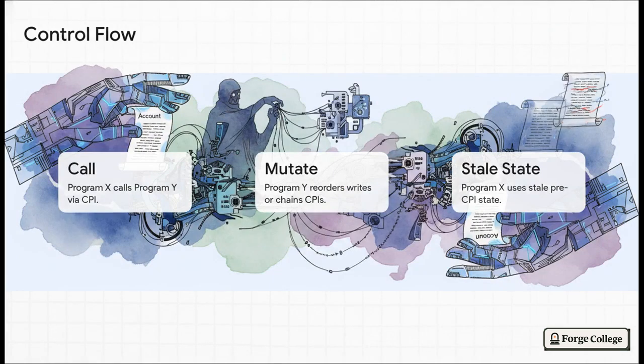And exploit 3, control flow sequencing. Honestly, this one is super sneaky. Program X calls Program Y via a CPI and passes along an account. Now remember, CPIs are synchronous. Before control returns to Program X, Program Y might reorder its internal rights, or even chain another CPI that mutates that shared account. When control finally returns, Program X goes ahead and makes calculations based on the old, stale state from before the CPI. If you chain CPIs without defensive sequencing, mutable accounts can be entirely altered right behind your back.